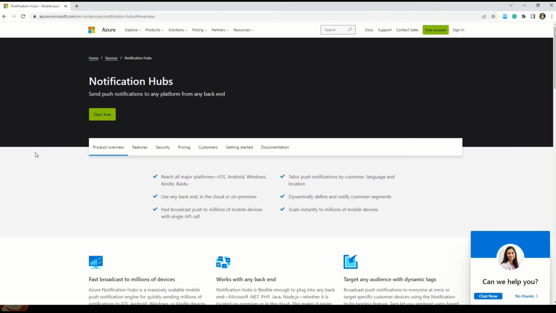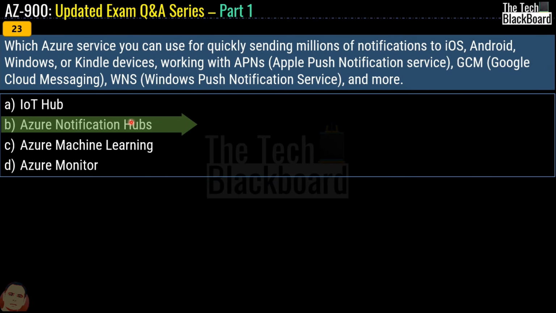And in case you are looking for a deep dive on Notification Hub, then this is the Microsoft documentation. And here in the first section, which is product overview, you can very well read that it reaches all platforms: iOS, Android, Windows, Kindles, and Baidu. And these are all the platforms that are mentioned in the question as well. So that makes Azure Notification Hub the correct answer to this question.